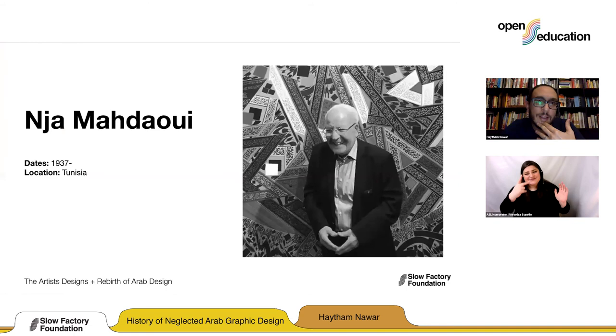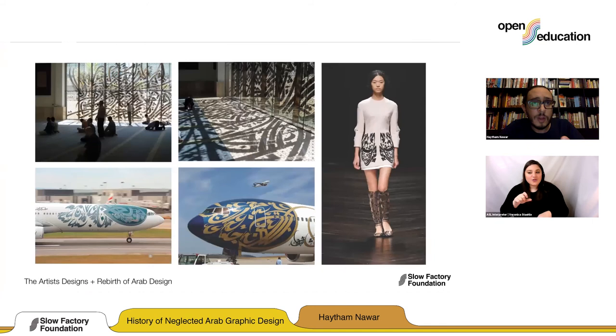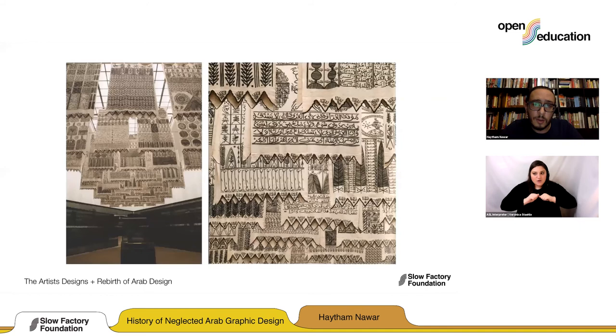I'm not going to say anything, just to make it quick so that people can enjoy the visuals, since most people will enjoy visuals. Najah Mahdawi from Tunisia, with a beautiful way of using Arabic calligraphy. We mostly use it as artwork, but from our perspective we see it as design. That's his work from the 70s until nowadays, as artwork but also applied in airplanes such as Gulf Air, mosque facades, fashion. Rashid Qureshi from Algeria also used Arabic letters on textile.